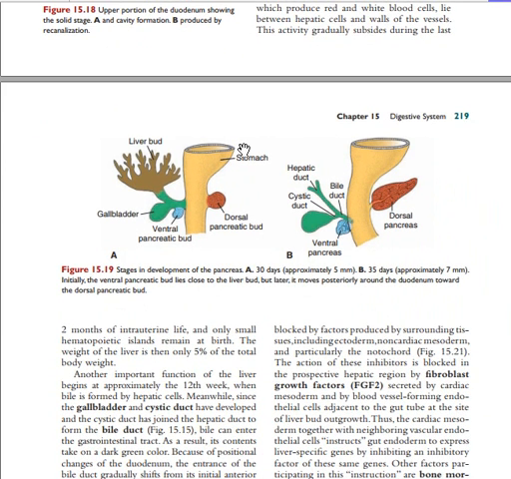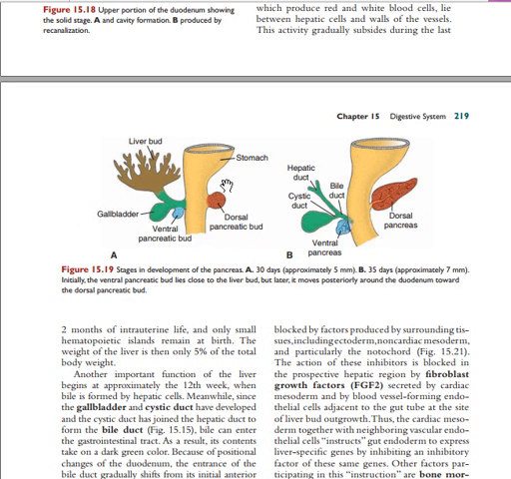Now here you need to also know the liver bud, this is the liver bud, and this is the duodenum here. The duodenum has a dorsal pancreatic bud, so you have a pancreatic bud here. There are two main buds of the pancreas in the embryologic origin. Is it clear? This is the stage of development of the pancreas. The pancreas develops with two buds.